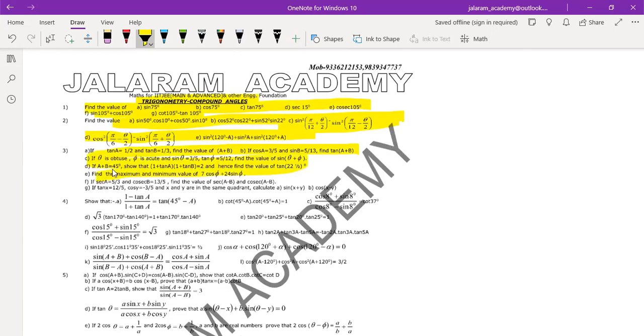We will continue in the next session. So be ready for the next session also. After solving these, you will be able to understand them properly.